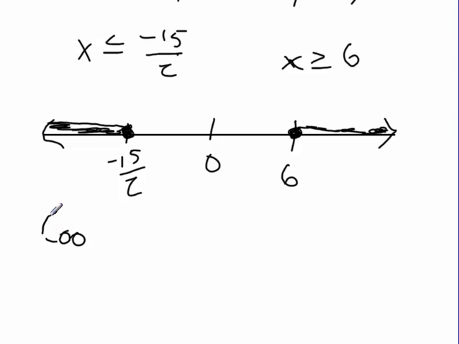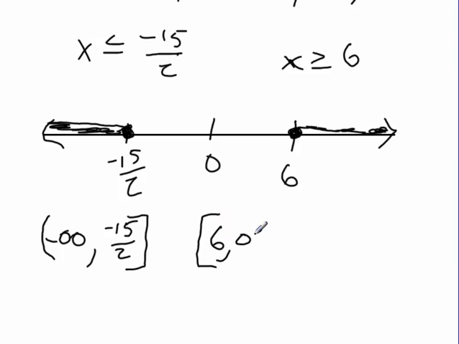We cannot include negative infinity. We never do, so it's got to have a parentheses. And we're going to go all the way until negative 15 halves. And we use this bracket here because it's included at negative 15 halves. And then to describe this one, we include 6. And it's going to go all the way until we get to positive infinity. Again, you can never really reach infinity, so it's never really included.